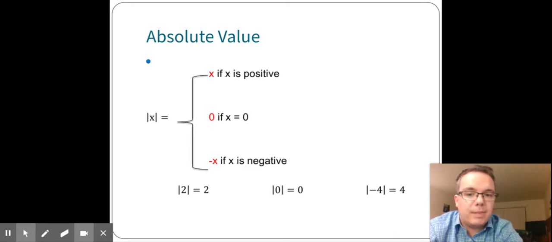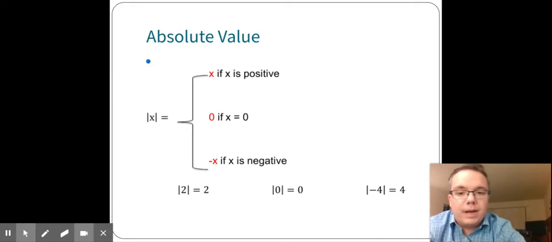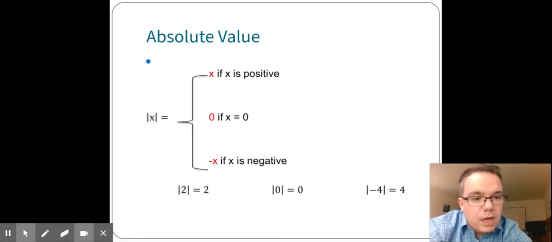If I plug in a positive number like 2, I get 2 out. If I plug in 0 into the absolute value function, I get 0 out. And if I plug in negative 4, I get the opposite of negative 4, which is 4 out. So this is what we call a piecewise function. We're going to talk about other piecewise functions later, but absolute value is the first one we know.